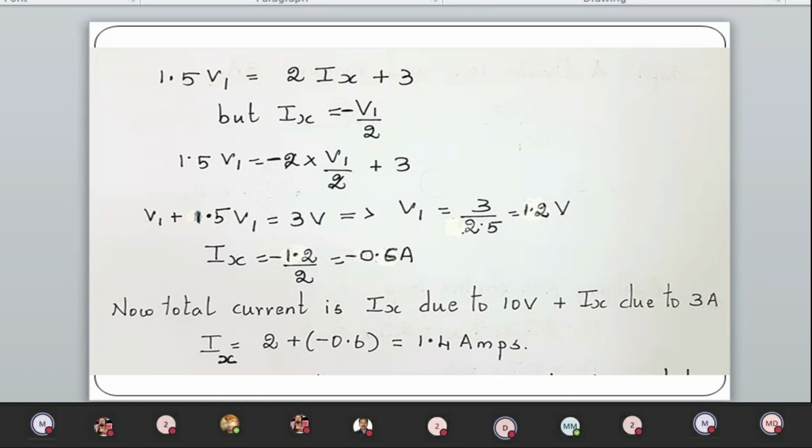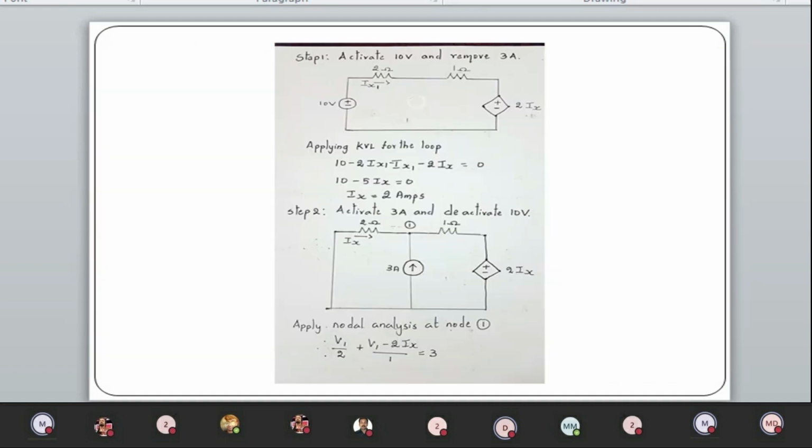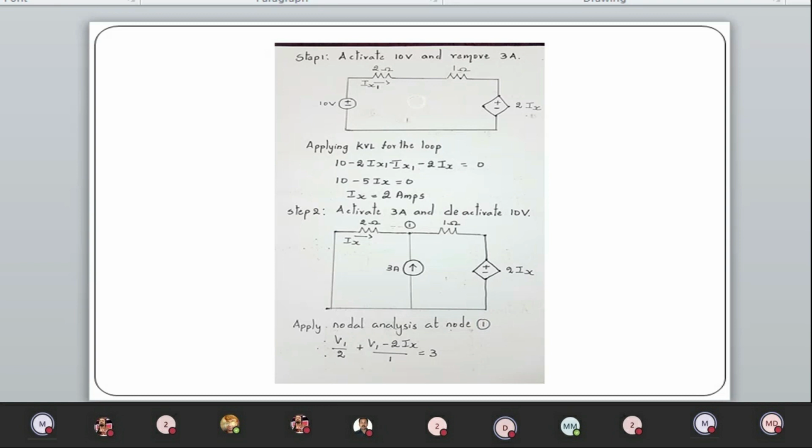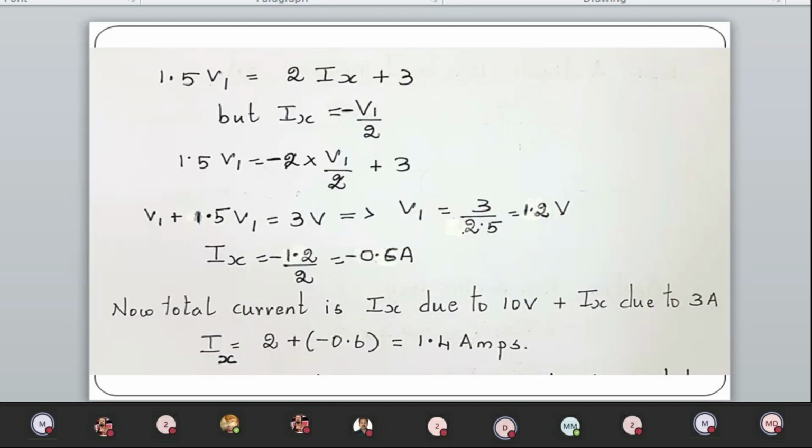Okay, so this gives the final solution. The total current is the current due to the voltage source plus the current due to the current source. So it is 2 minus 0.6, which is actually 1.4 amps. So here also, the source contributing the maximum current is the voltage source.